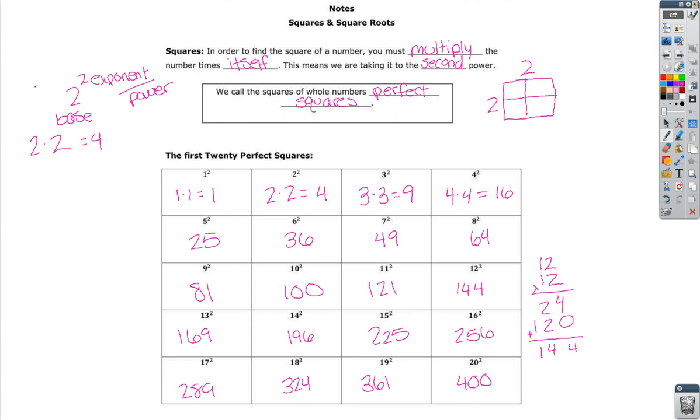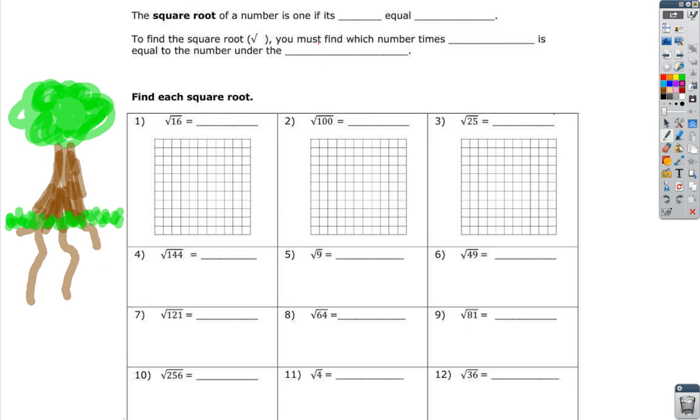Okay, now you're going to turn the page and we're going to be talking about square roots. So square roots are the opposite of squaring a number. So instead of knowing what times what equals, and you're going to find the answer, you're going to have the answer and figure out what times itself will equal that. So the square root of a number is one of its 2 equal roots.